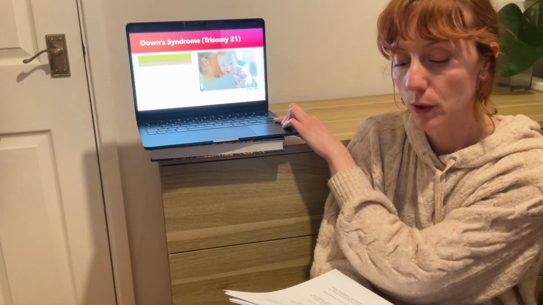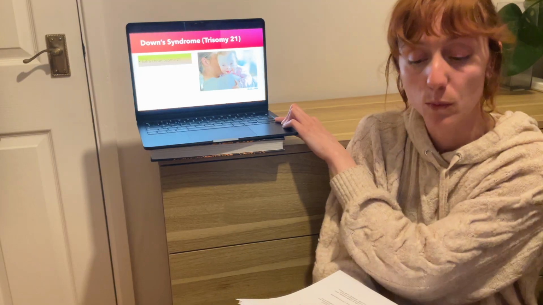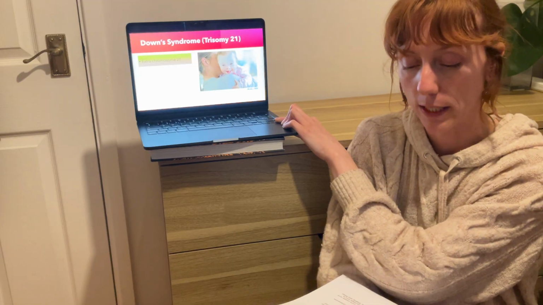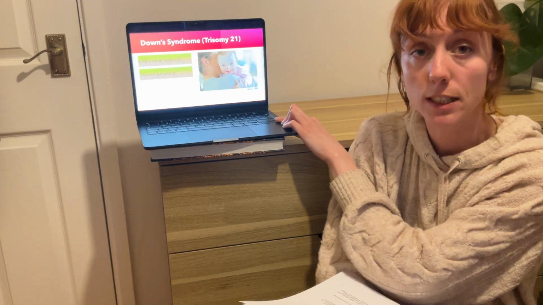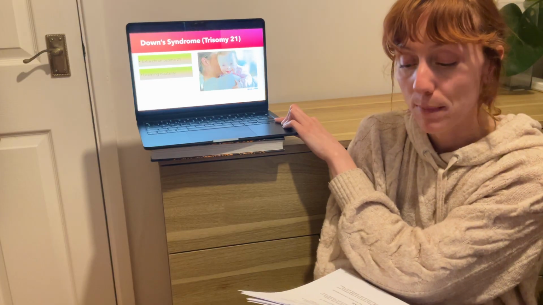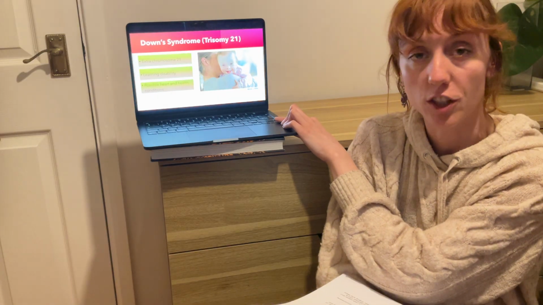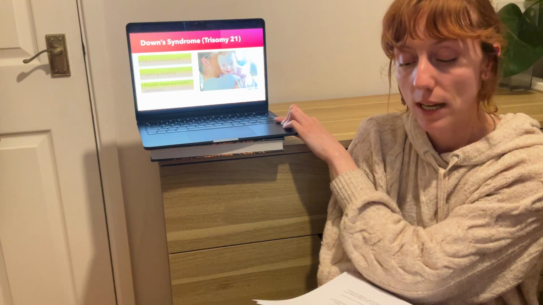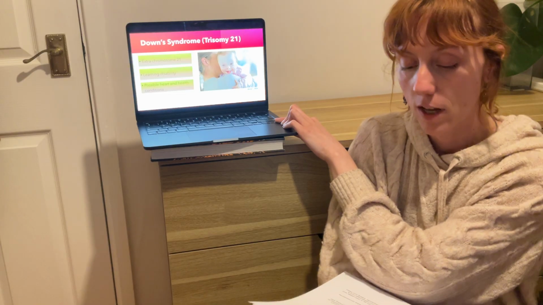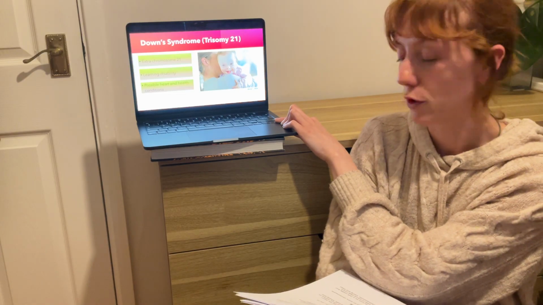Down syndrome, also known as trisomy 21, occurs when there is an extra copy of chromosome 21. It is associated with learning difficulties and may involve additional health conditions such as heart defects, as well as hearing or vision problems. The effects can vary between individuals.